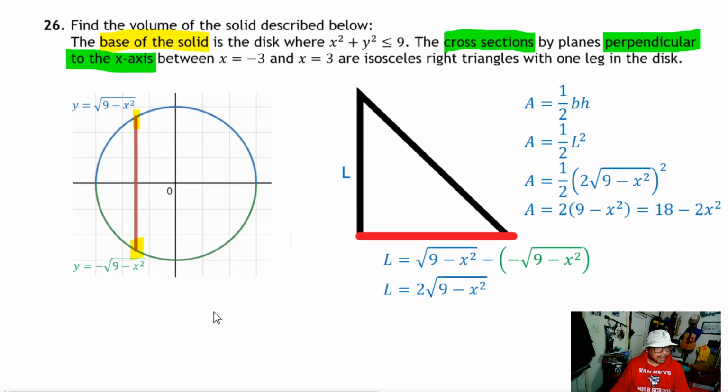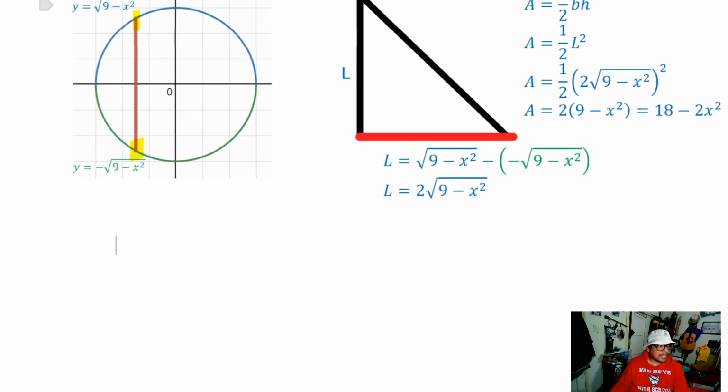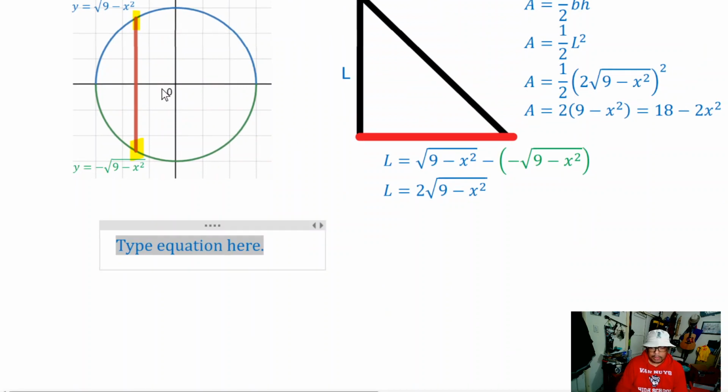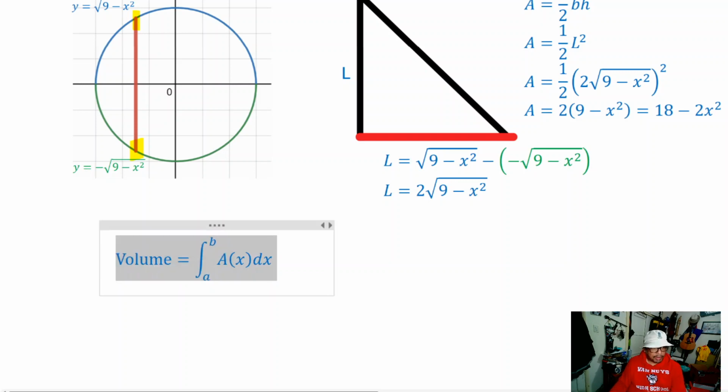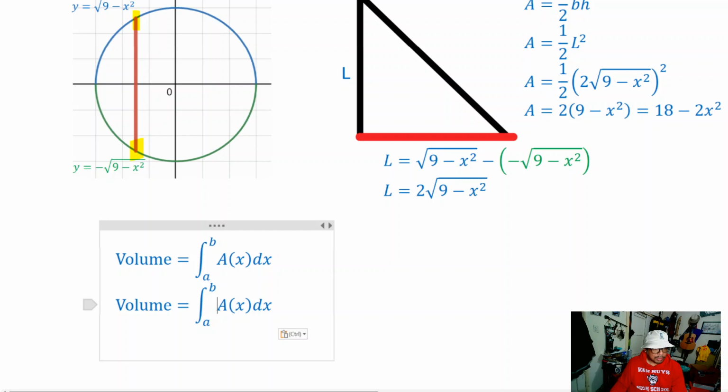So to find the volume, for every problem that we've done this semester, the volume is always equal to the integral of the area formula. And since we have our area formula, we can just substitute that in there now. So then our volume is equal to our area formula, which is 18 minus 2x squared.